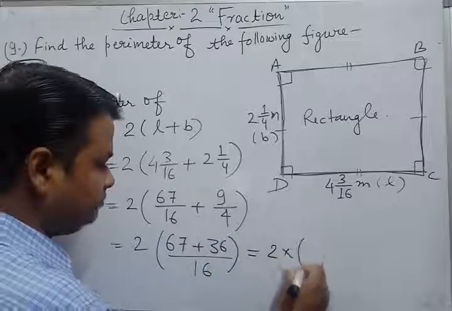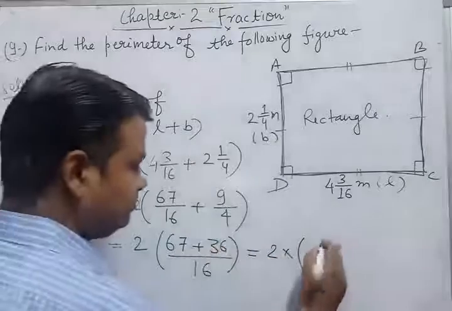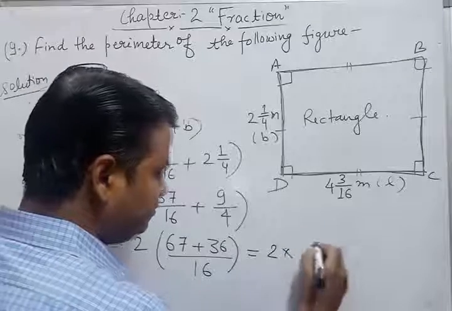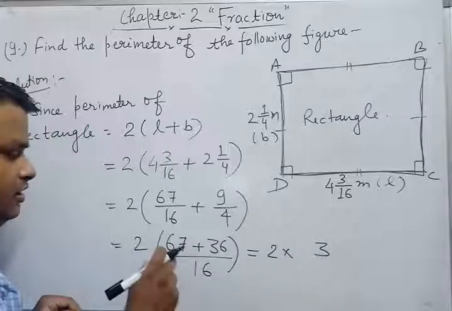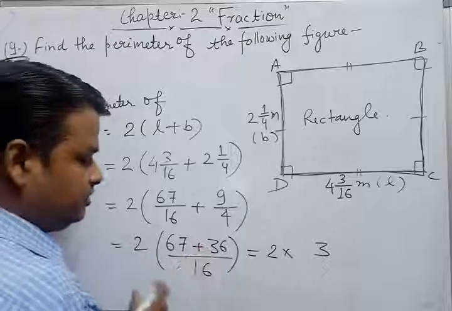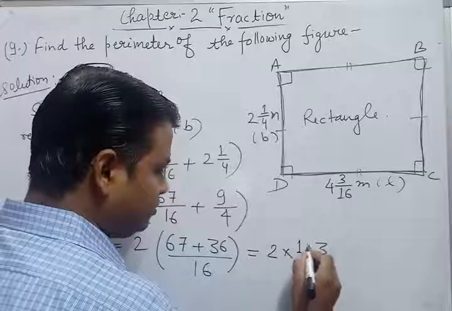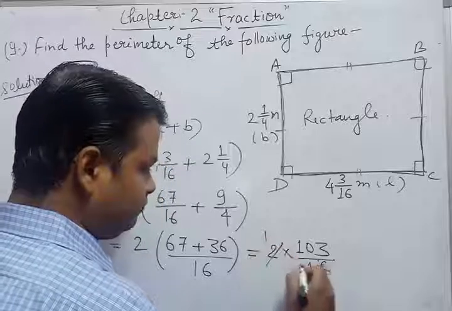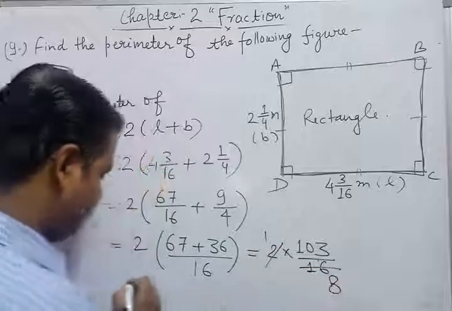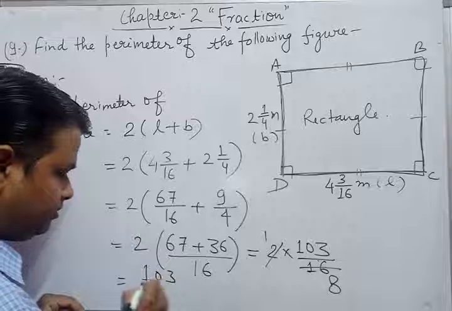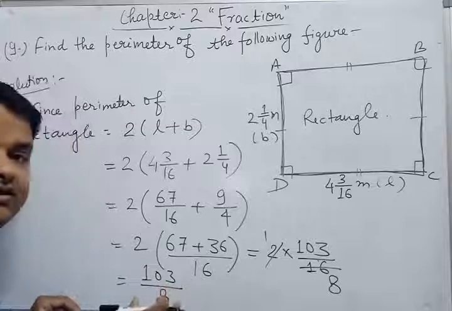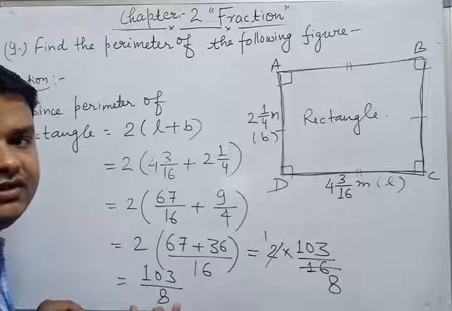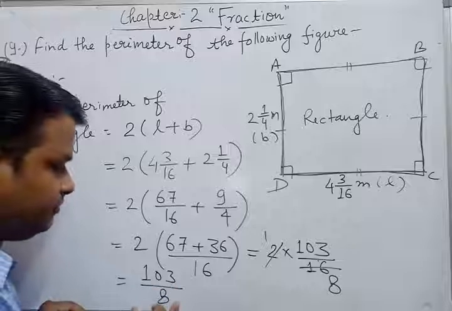Then we will get 6 plus 7. 6 plus 7 is 13, and 6 plus 3 is 9, carry 1. 10 upon 16. 2 1s are 2, 2 8s are 16. Then we will get 103 upon 8. And this is an improper fraction. 103 upon 8 is the improper fraction.